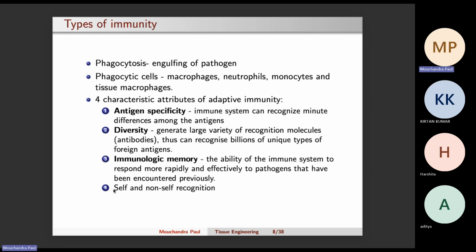And then innate immunity cannot really recognize that well between self and non-self, but self and non-self recognition and the effect thereon is better by the adaptive immunity. So these are the four characteristics of adaptive immunity.